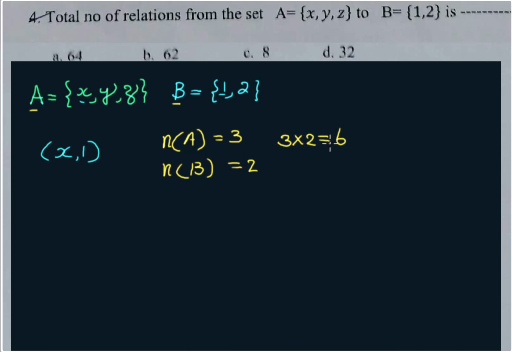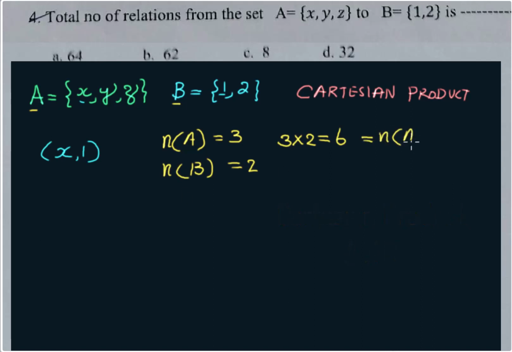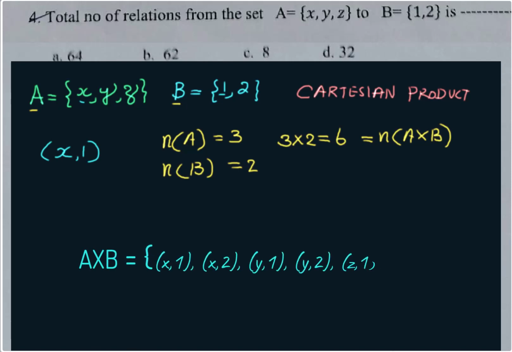The set of all such ordered pairs is called a Cartesian product of the set A and B, denoted by A cross B. So there are 6 elements in A cross B here. So A cross B is a set whose elements are ordered pairs from A to B and contain all possible ordered pairs from A to B. So the number of elements of A cross B is 6.